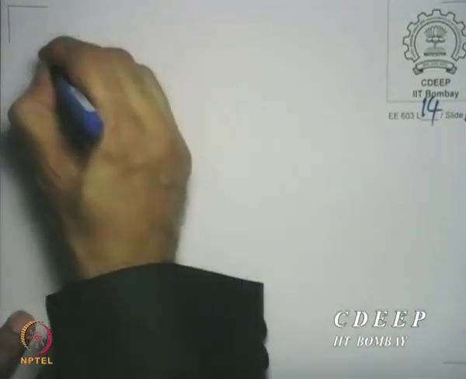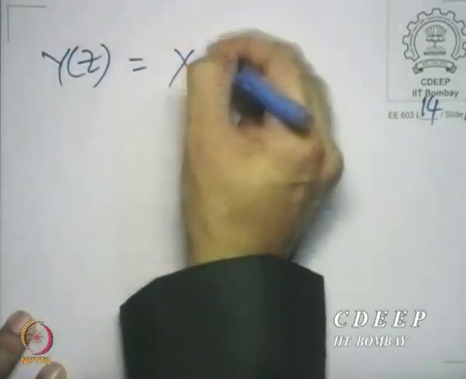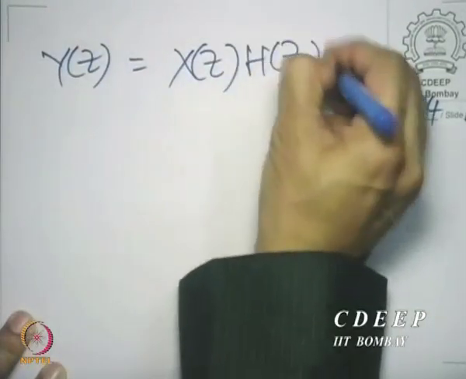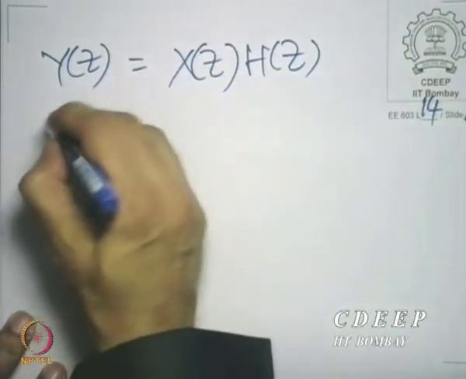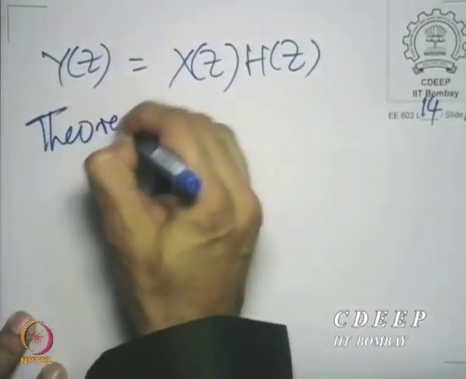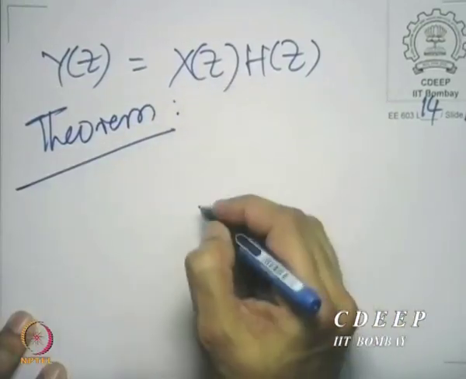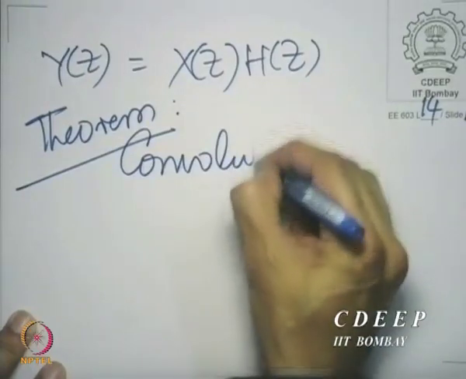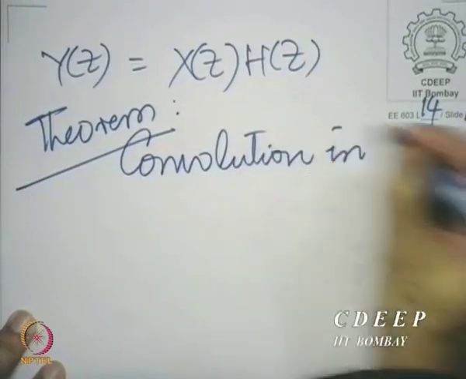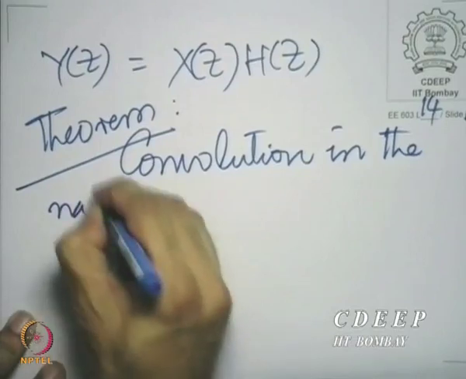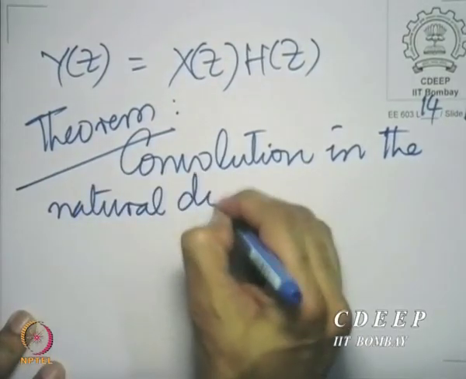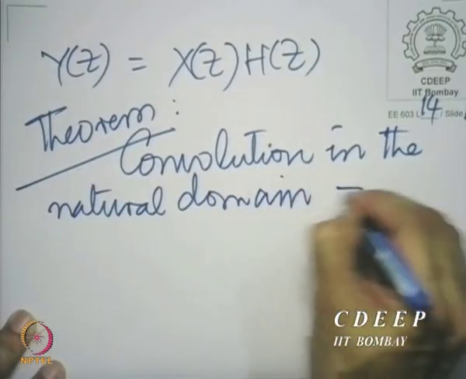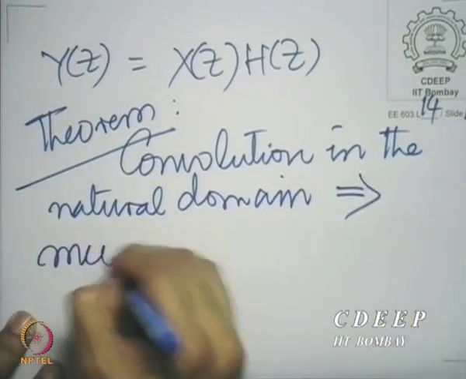That's very interesting. So, Y(z) is clearly X(z) H(z). So, in other words, this is a very important theorem. It says that convolution in the natural domain leads to multiplication in the Z domain.